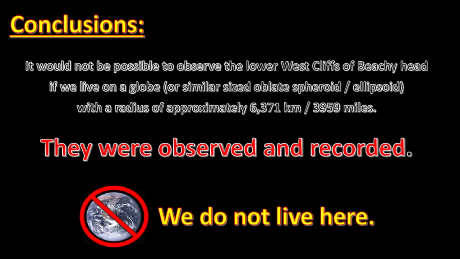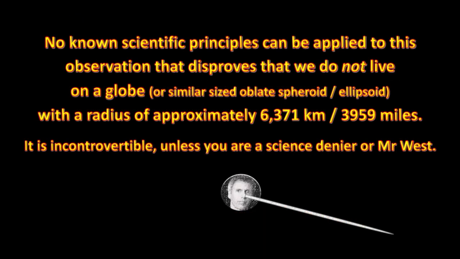Conclusions. It would not be possible to observe the lower west cliffs of Beachy Head if we live on a globe or similar-sized oblate spheroid or ellipsoid with a radius of approximately 6,371 kilometers or 3,959 miles. They were observed and recorded. We do not live here. No known scientific principles can be applied to this observation that disproves that we do not live on a globe or similar-sized oblate spheroid ellipsoid with a radius of approximately 6,371 kilometers or 3,959 miles.